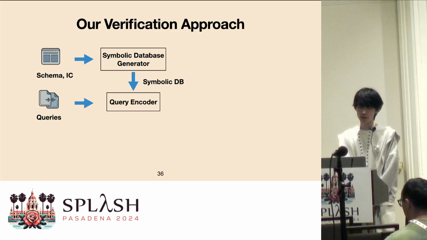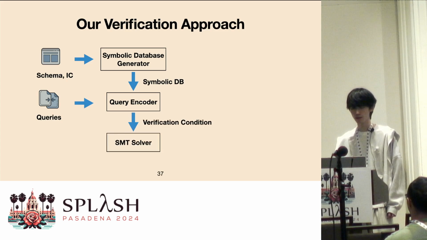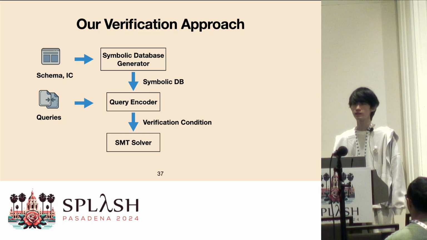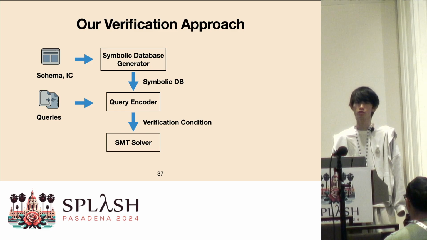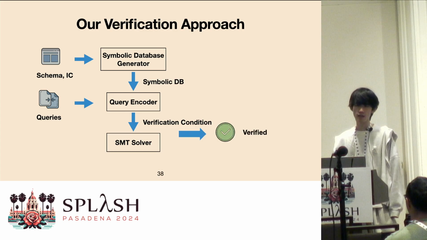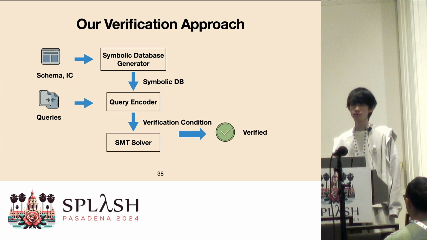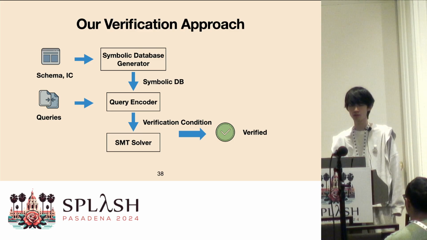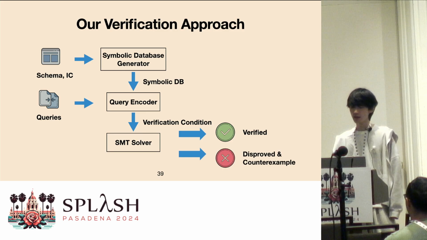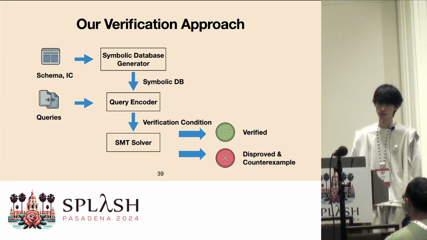And then VeriEQL will symbolically execute 2 queries on the symbolic database and produce their symbolic outputs respectively. And we'll then ask an SMT solver to determine, given the symbolic database, whether it's possible that 2 queries will produce different outputs. And if this condition is unsatisfiable, then 2 queries are bounded equivalent, which means that 2 queries will always produce the same output on all possible input tables up to a certain size. And if the condition is satisfiable, then we found a counterexample that can make two queries produce different outputs.